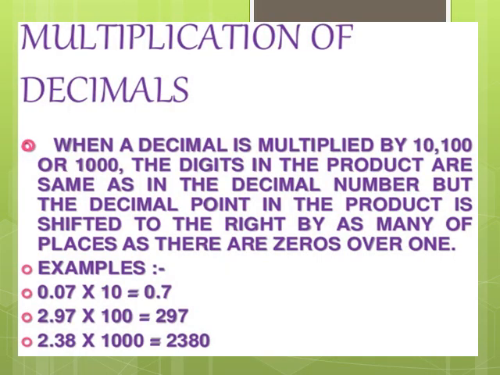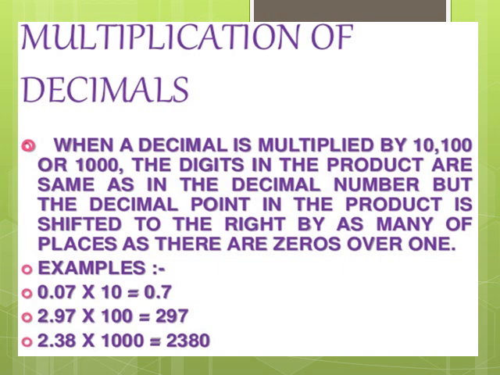Let's come to the next topic, that is multiplication of decimals. When a decimal is multiplied by 10, 100, 1000 or so on, the digits in the product are the same as in the decimal number. See, the product digits and the decimal number digits are the same, but the decimal point in the product is shifted to the right by as many places as there are zeros over 1. See, there is one 0, so the decimal point will shift one place to the right.